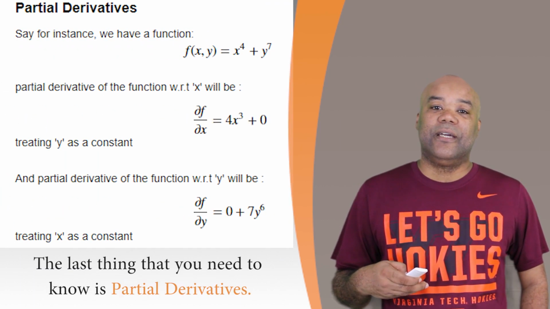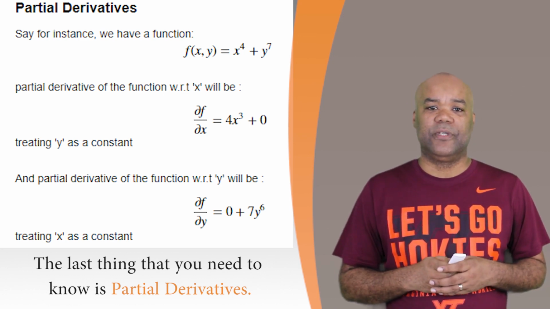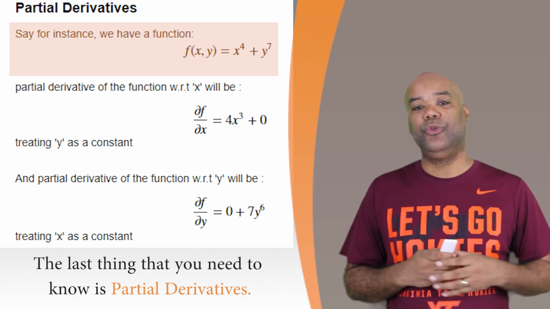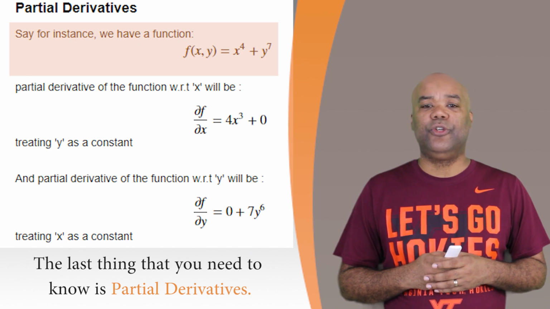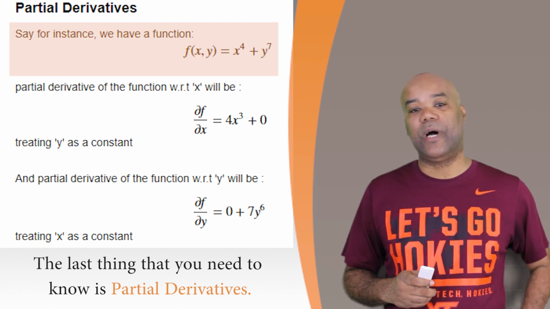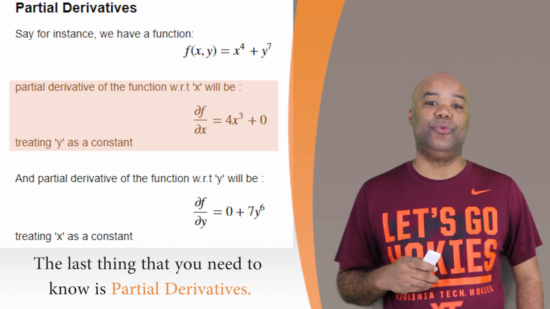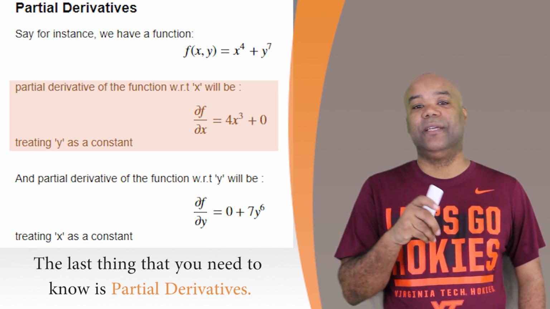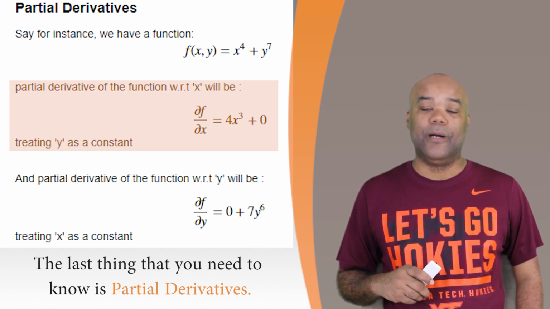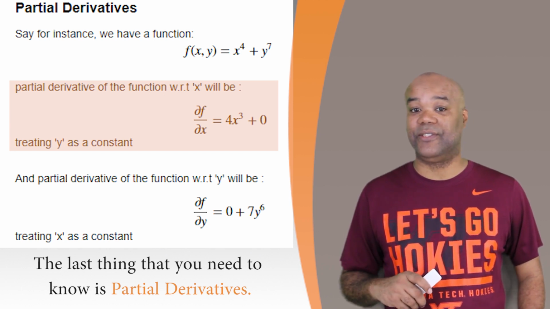The last thing that you need to know is some more about the partial derivatives. So let's say, for instance, that we have a function, and that function has two dependencies. I'm going to show you f of x equals x to the fourth power plus y squared. The partial derivative of the function with respect to x will be d of f over d of x, and that'll equal 4x cubed plus 0, because we're treating the y, in this case, as a constant.